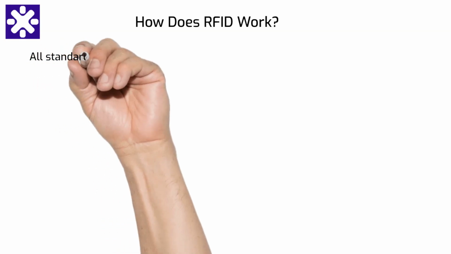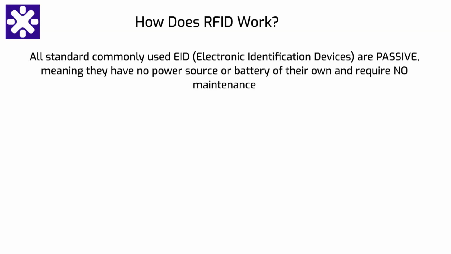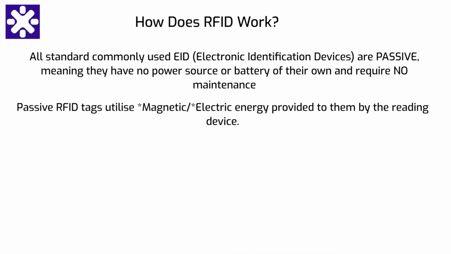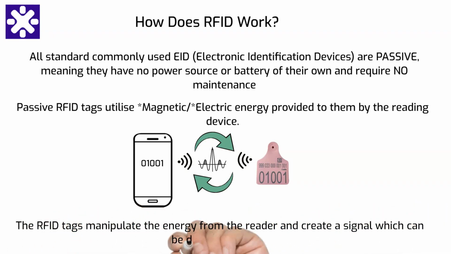The majority of everyday RFID tags are passive. Passive in this context simply means that the devices have no power source or battery of their own. Importantly, they also require zero maintenance. Although the tags have no power of their own, they do need power to operate. They get this power in the form of magnetic or electrical energy passing through the air from the reading device during operation. The RFID tag manipulates this energy from the reader and creates a signal which is then decoded by the reader as a digital ID.